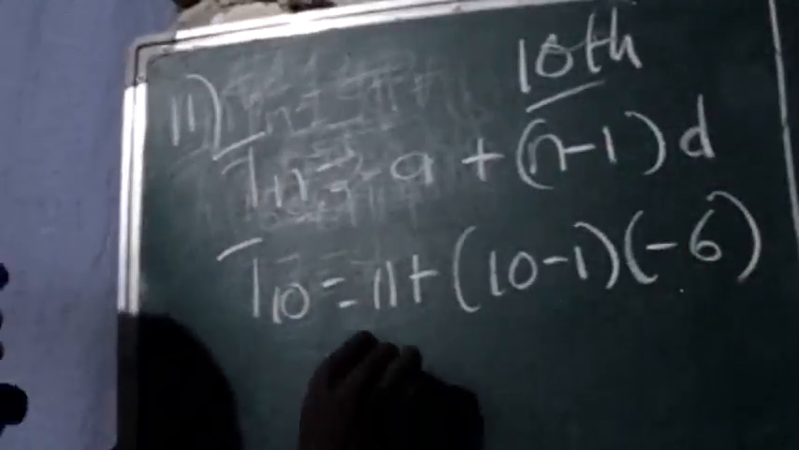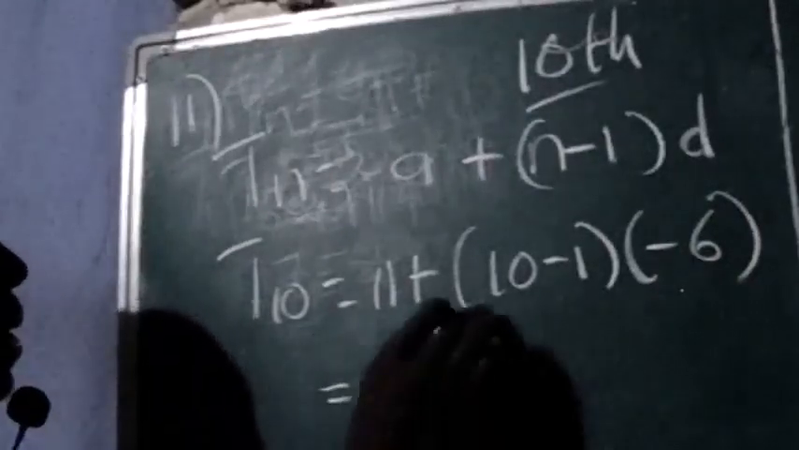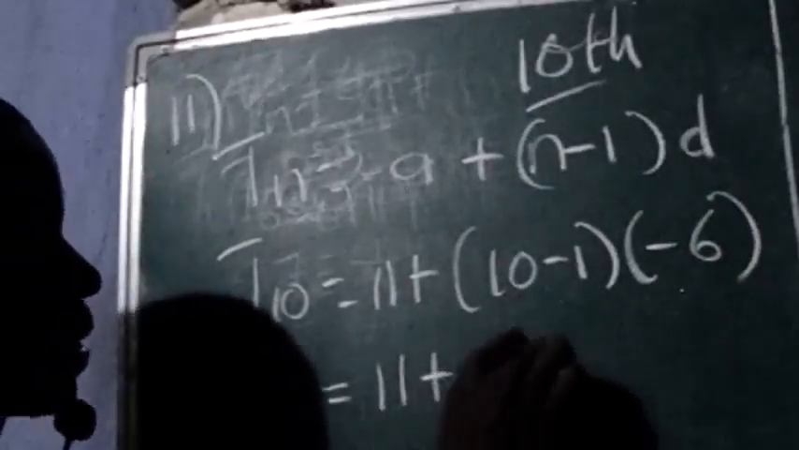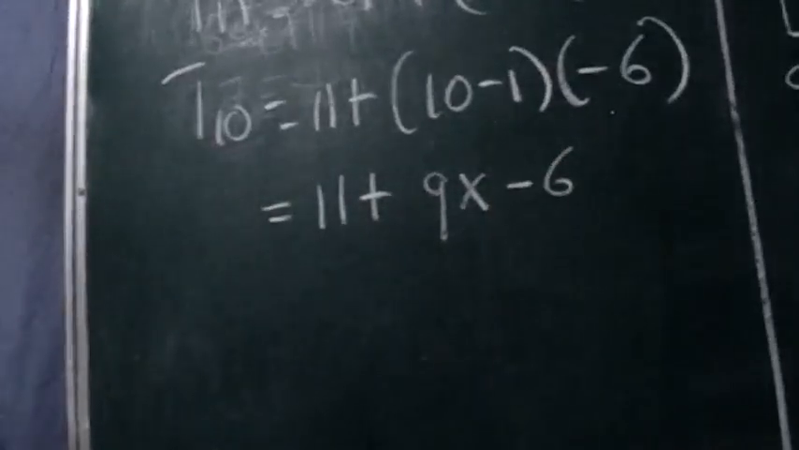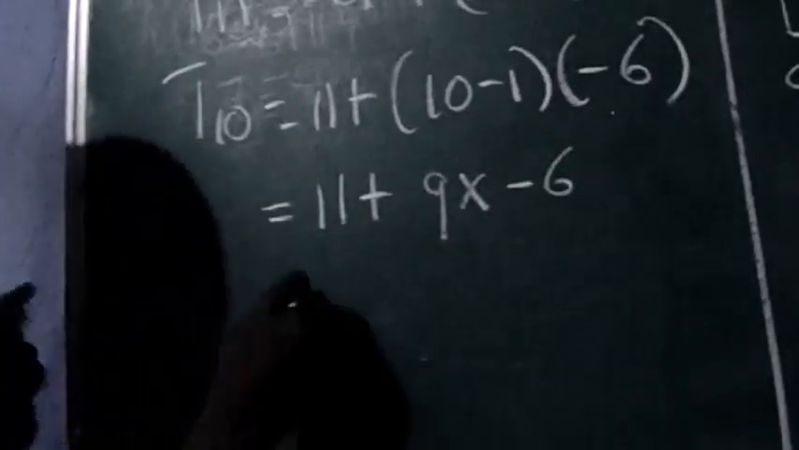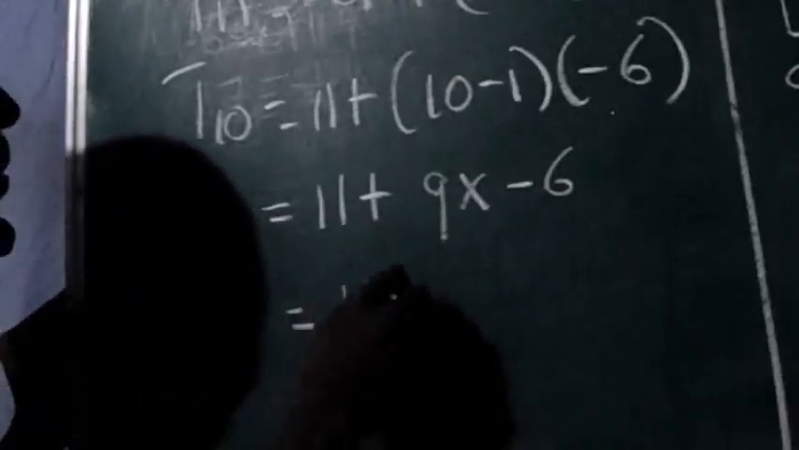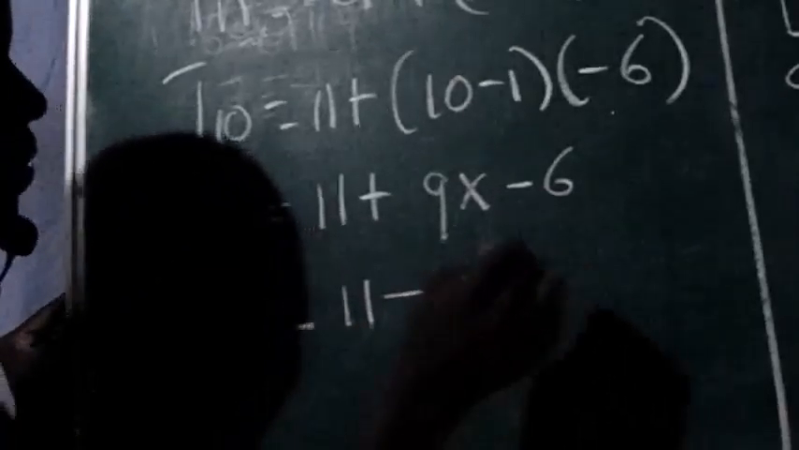We simplify further, saying 11 plus 10 minus 1 is 9, then times negative 6. Negative 6 times 9, you get negative 54. So you are saying 11 minus 54. Again, we need to subtract. We remove 11 from 54. But the question itself says 11 minus 54. This is not actually possible, to remove a bigger number from a smaller number.